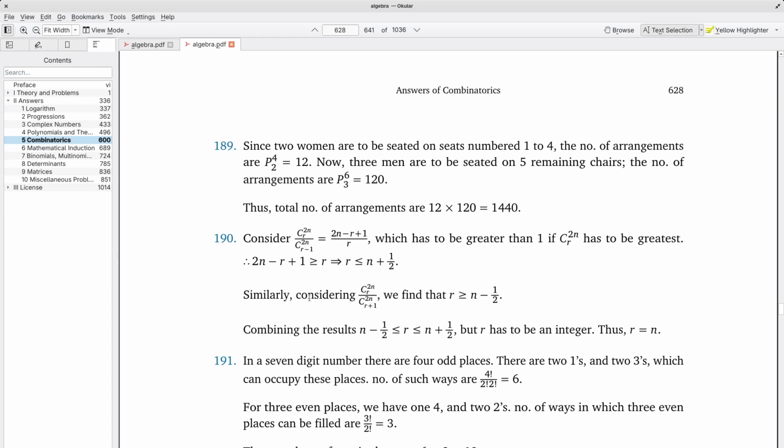Considering 2nCr by 2nCr plus 1, we find that r is greater than or equal to (n minus 1) by 2. So we combine the results, that is n minus half is less than or equal to r, which is less than or equal to n plus half, but r has to be an integer and thus r is equal to n. And with this, we come to the end of the 19th set of problems.